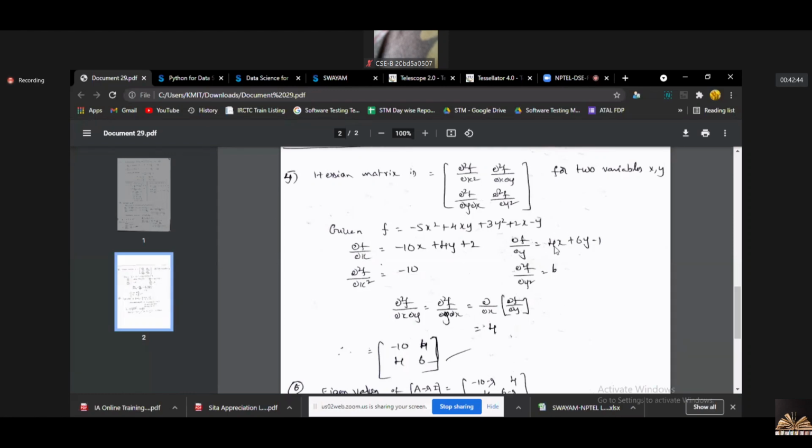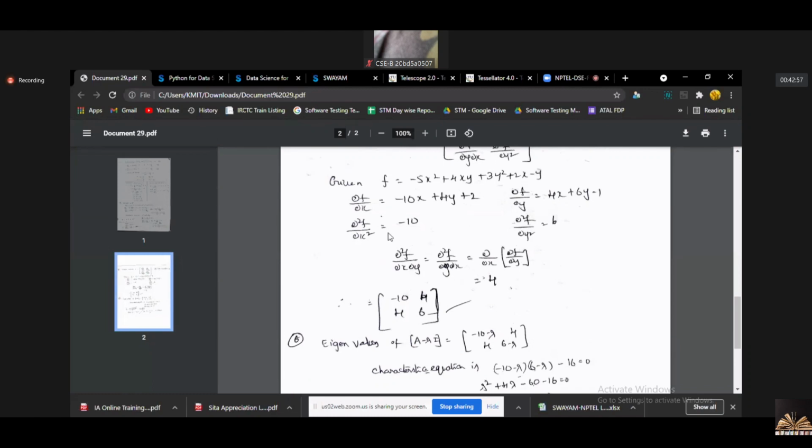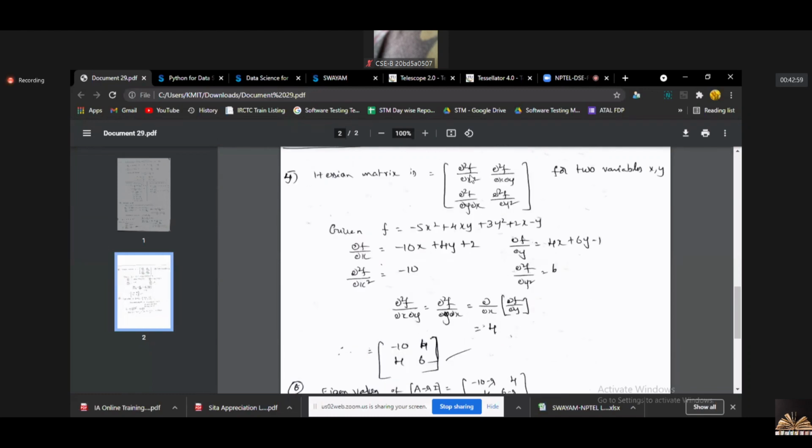Now from this first derivative, what is going to be the second derivative with respect to y? We will get only 6, right? So the second derivative with respect to x, that is dou square f by dou x square, equals minus 10, and here dou square f by dou y square equals 6, right?